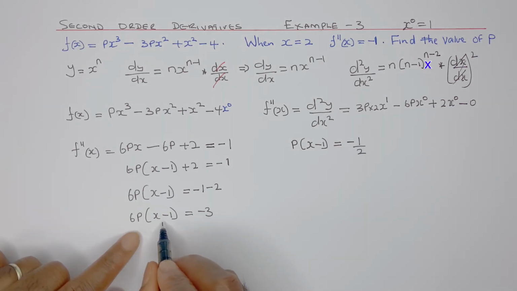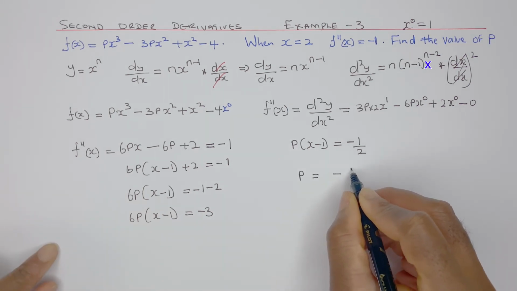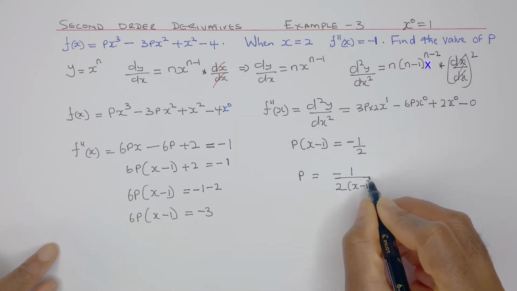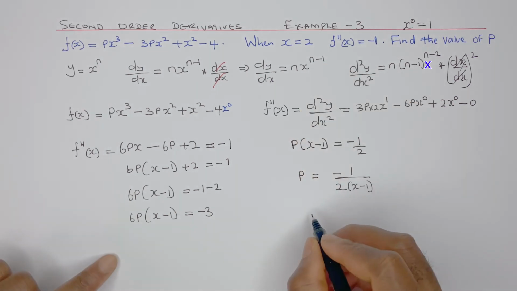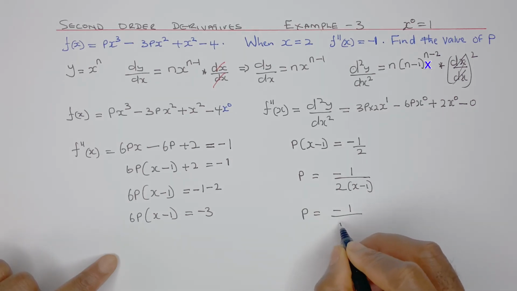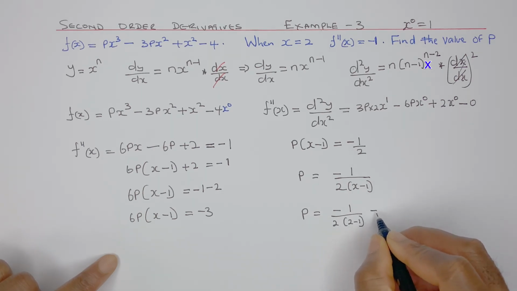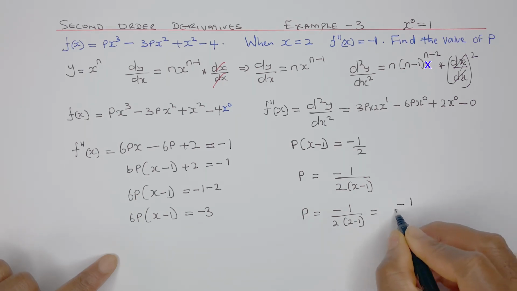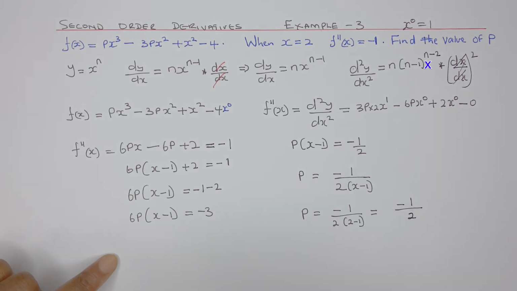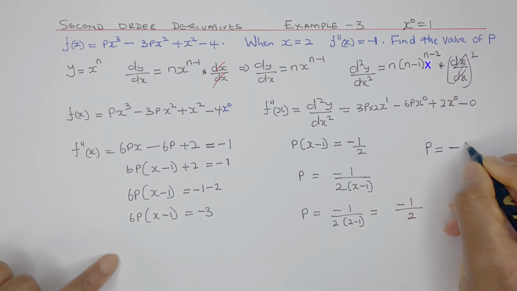And then if I divide both sides by x minus 1, p will be equal to minus 1 over 2 into bracket x minus 1. We know what x is. x is 2. So we can get p equals minus 1 over 2 into bracket 2 minus 1. And that gives minus 1 over 2, since 2 minus 1 is 1. And that implies that p equals minus a half.